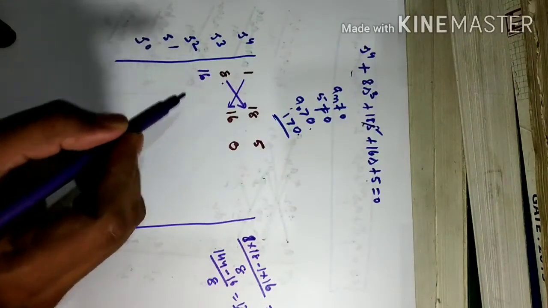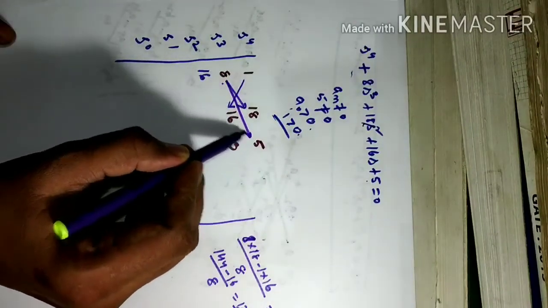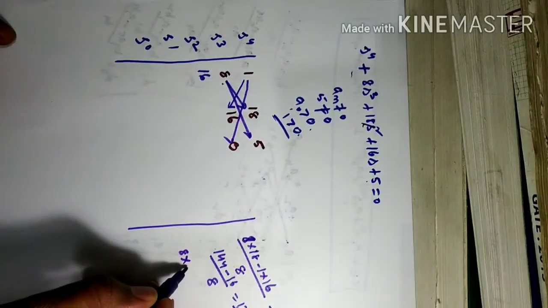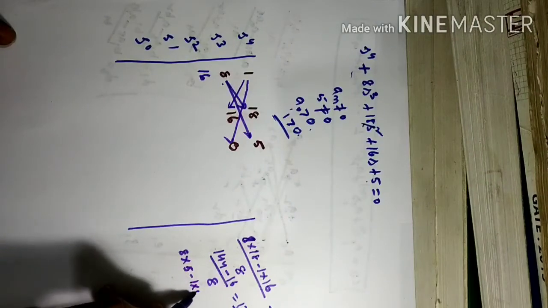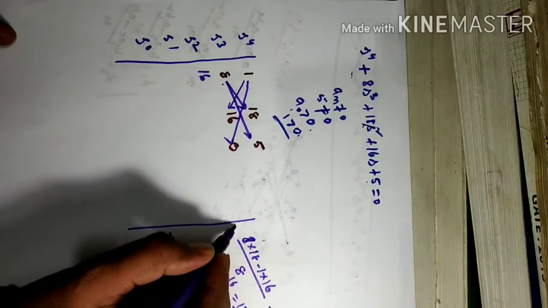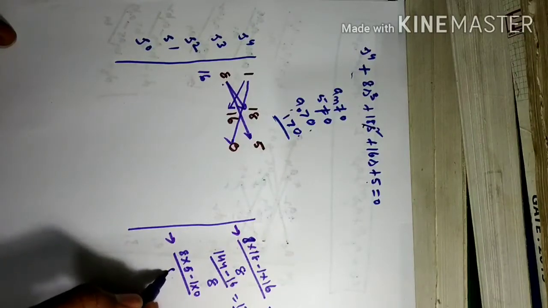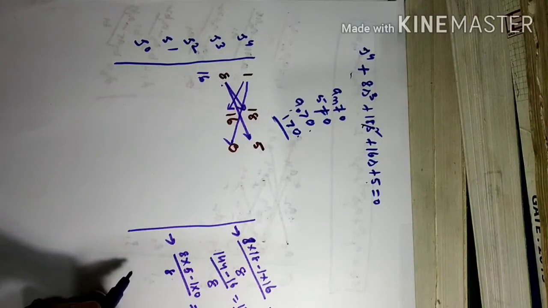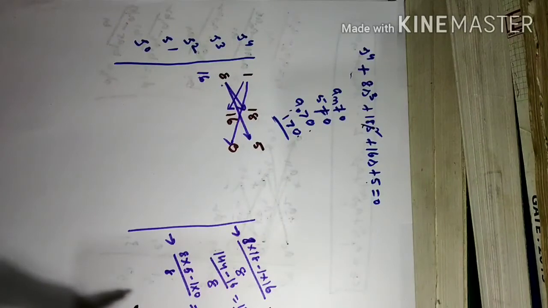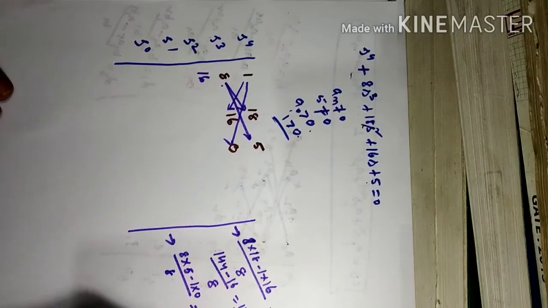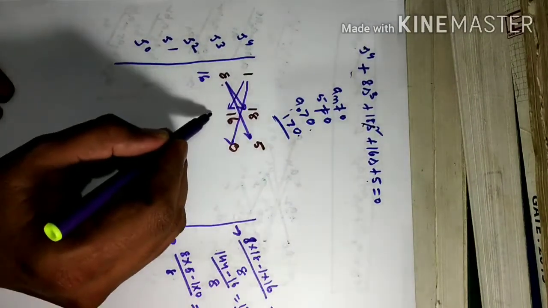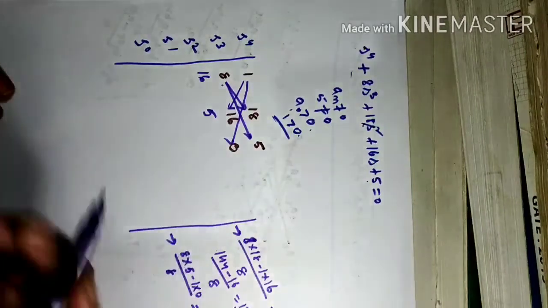You get the 16. So next, 8 into 5 minus 1 into 0, divided by 8. So this is 40. How much will you get? 40 divided by 8. So you will get 5. So this value will be 5. Further, if we do, it will become 0.